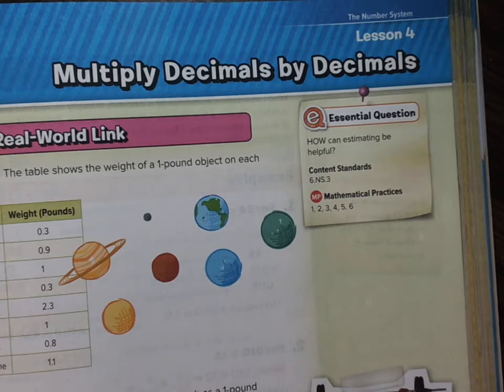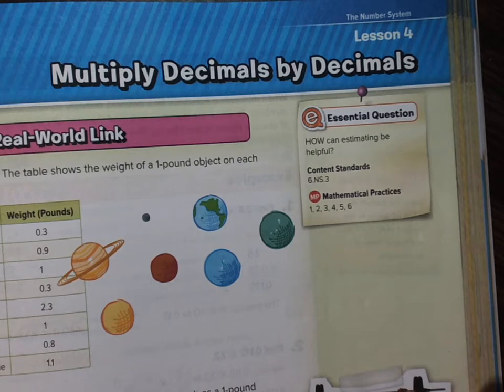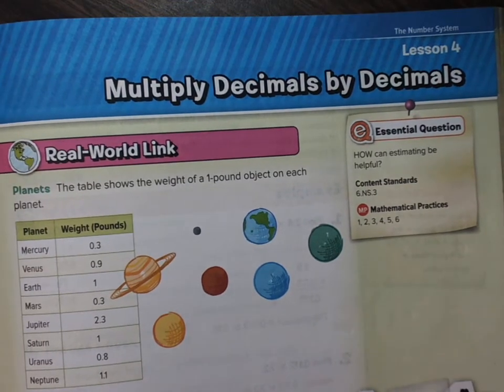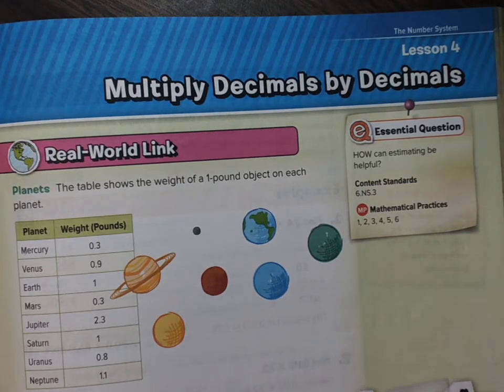Alright, we're going to move into Chapter 3, Lesson 4. Last lesson, we did multiplying decimals with whole numbers. Now we're going to multiply decimals with decimals, so we're multiplying two or three or more decimals together. In the real world link, the table shows the weight of a 1 pound object on each planet.